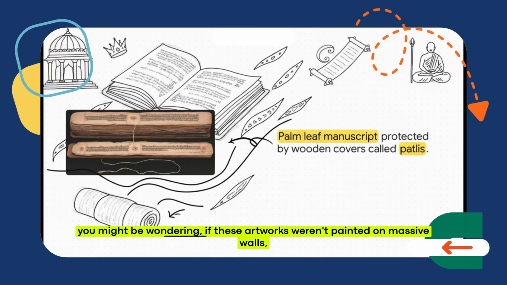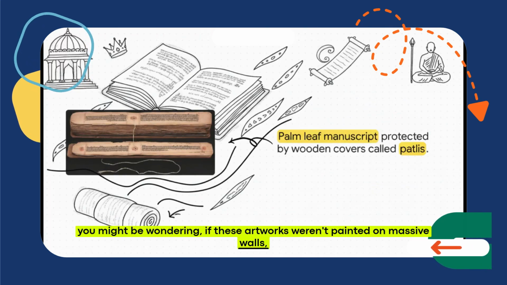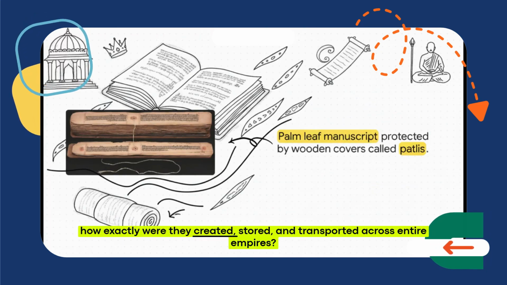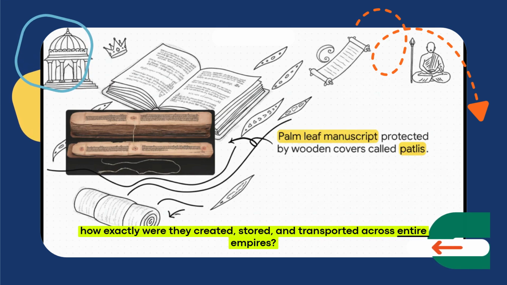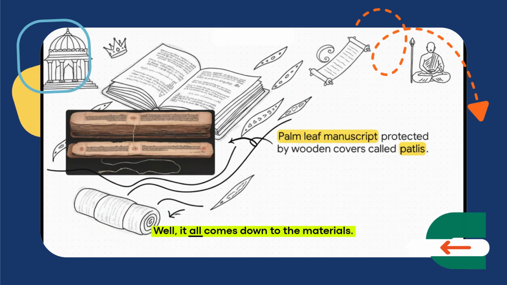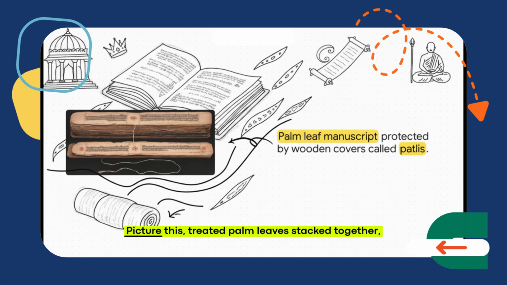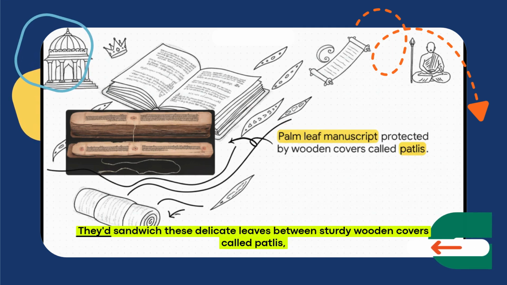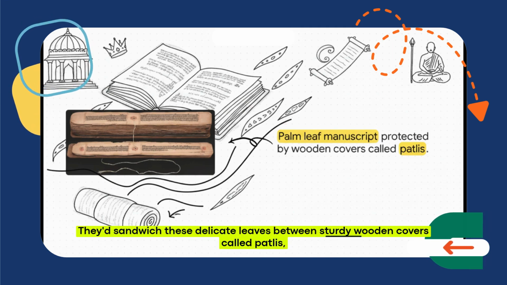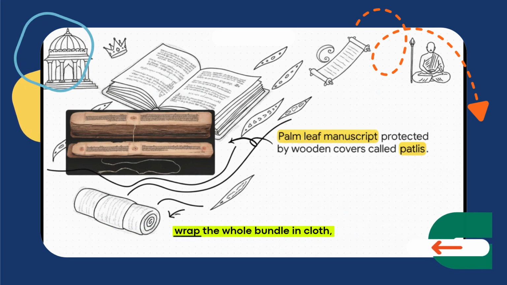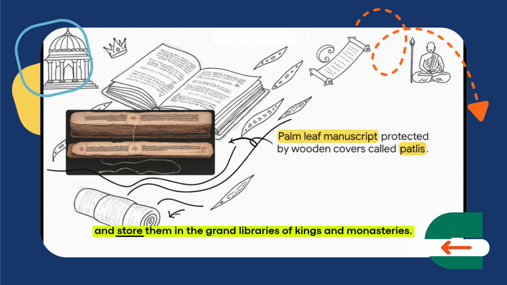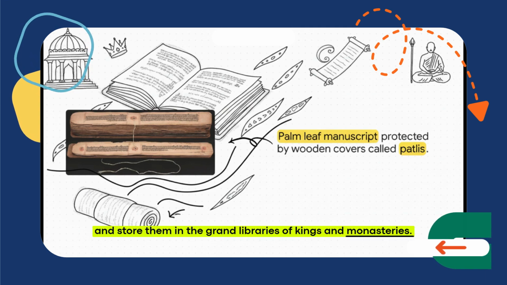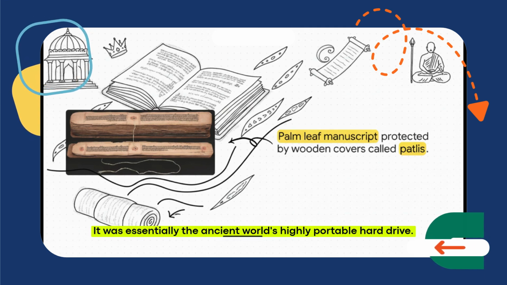Now you might be wondering, if these artworks weren't painted on massive walls, how exactly were they created, stored, and transported across entire empires? Well, it all comes down to the materials. Picture this: treated palm leaves stacked together with a string running right through the center of the pages. They'd sandwich these delicate leaves between sturdy wooden covers called patlis, wrap the whole bundle in cloth, and store them in the grand libraries of kings and monasteries. It was essentially the ancient world's highly portable hard drive.